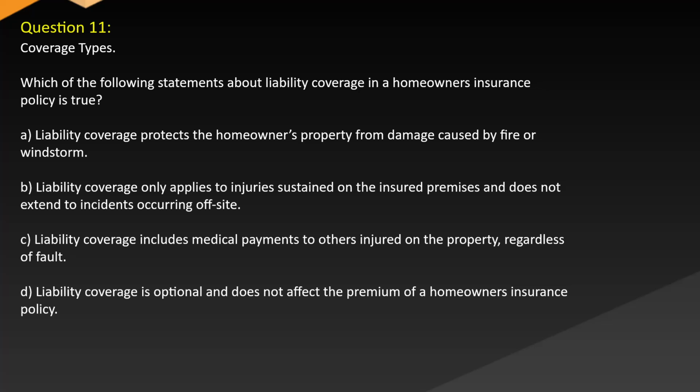Question 11. Coverage types. Which of the following statements about liability coverage in a homeowner's insurance policy is true? A. Liability coverage protects the homeowner's property from damage caused by fire or windstorm. B. Liability coverage only applies to injuries sustained on the insured premises and does not extend to incidents occurring off-site. C. Liability coverage includes medical payments to others injured on the property, regardless of fault. D. Liability coverage is optional and does not affect the premium of a homeowner's insurance policy.